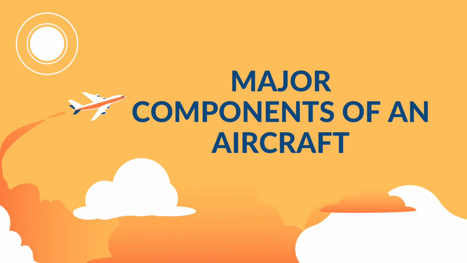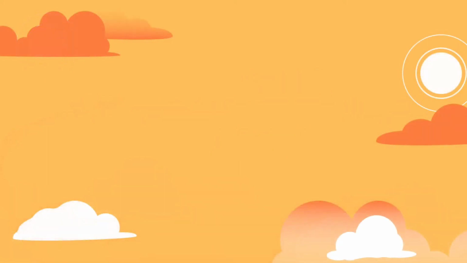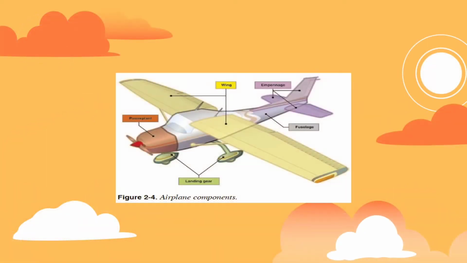So today, I am discussing the major components of an aircraft and its functions. So these are the parts of an aircraft: the fuselage, the wings, the empennage, landing gear, and the power plant.